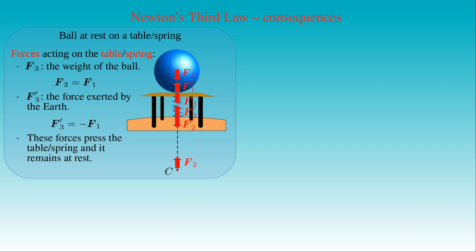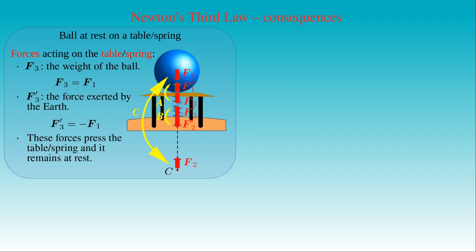Here we can see 3 pairs of action and reaction. The first force pair, denoted by A, is the interaction between the ball and the table or the spring. The second pair of forces is denoted by B, and it is the interaction between the table or the spring and the Earth. The third force pair, denoted by C, is the interaction between the ball and the Earth, which is transmitted by the force pairs A and B.